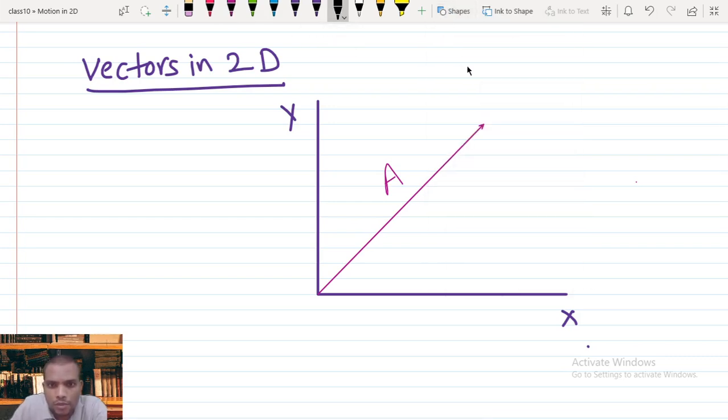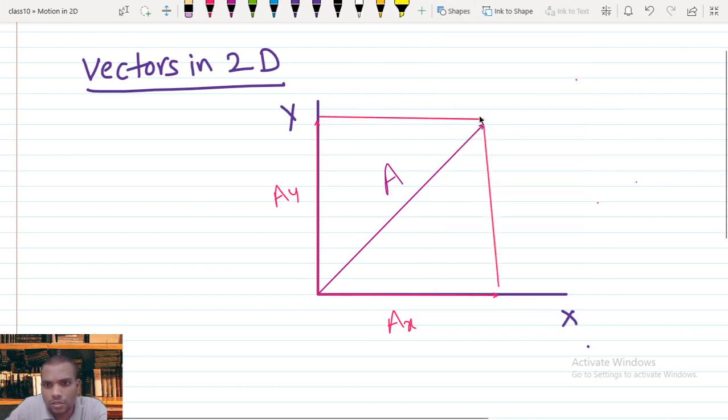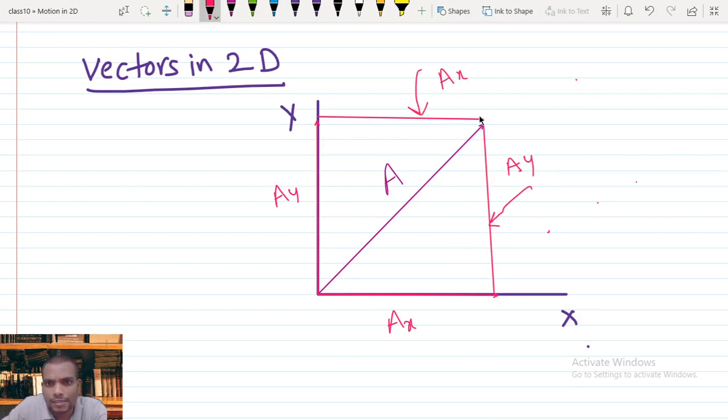One is the horizontal component, along the x-axis, and one is the vertical component, along the y-axis. So the horizontal component we represented with suffix x, and the vertical component with suffix y. If you take the corresponding points, this is easy to see. So this is the vertical component A suffix Y, and this is the horizontal component A suffix X.